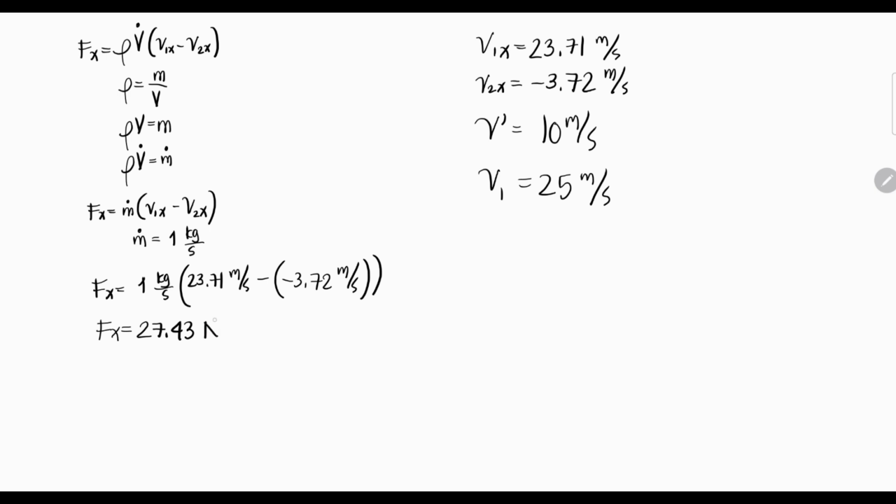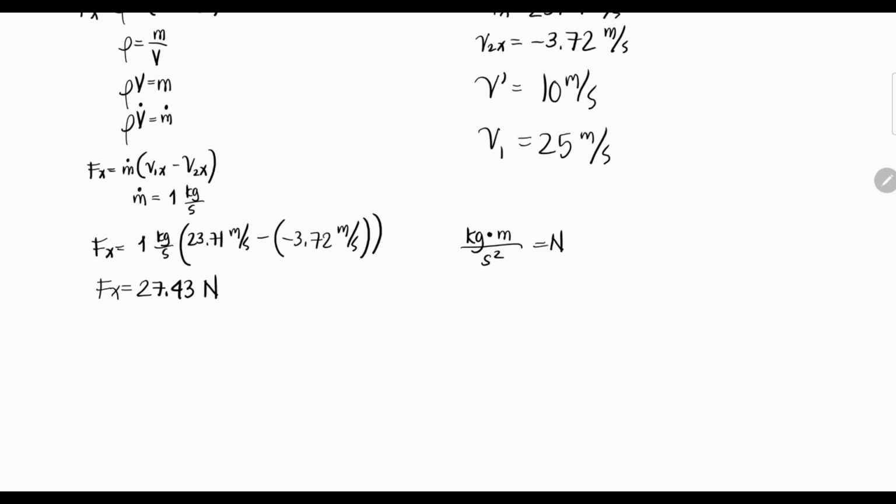This is in Newton. Kasi kilogram times meter over the second. So, pag minultiply mo, magiging squared. Kilogram meter per second squared is equal to Newton. So, yun yung unit ng force.